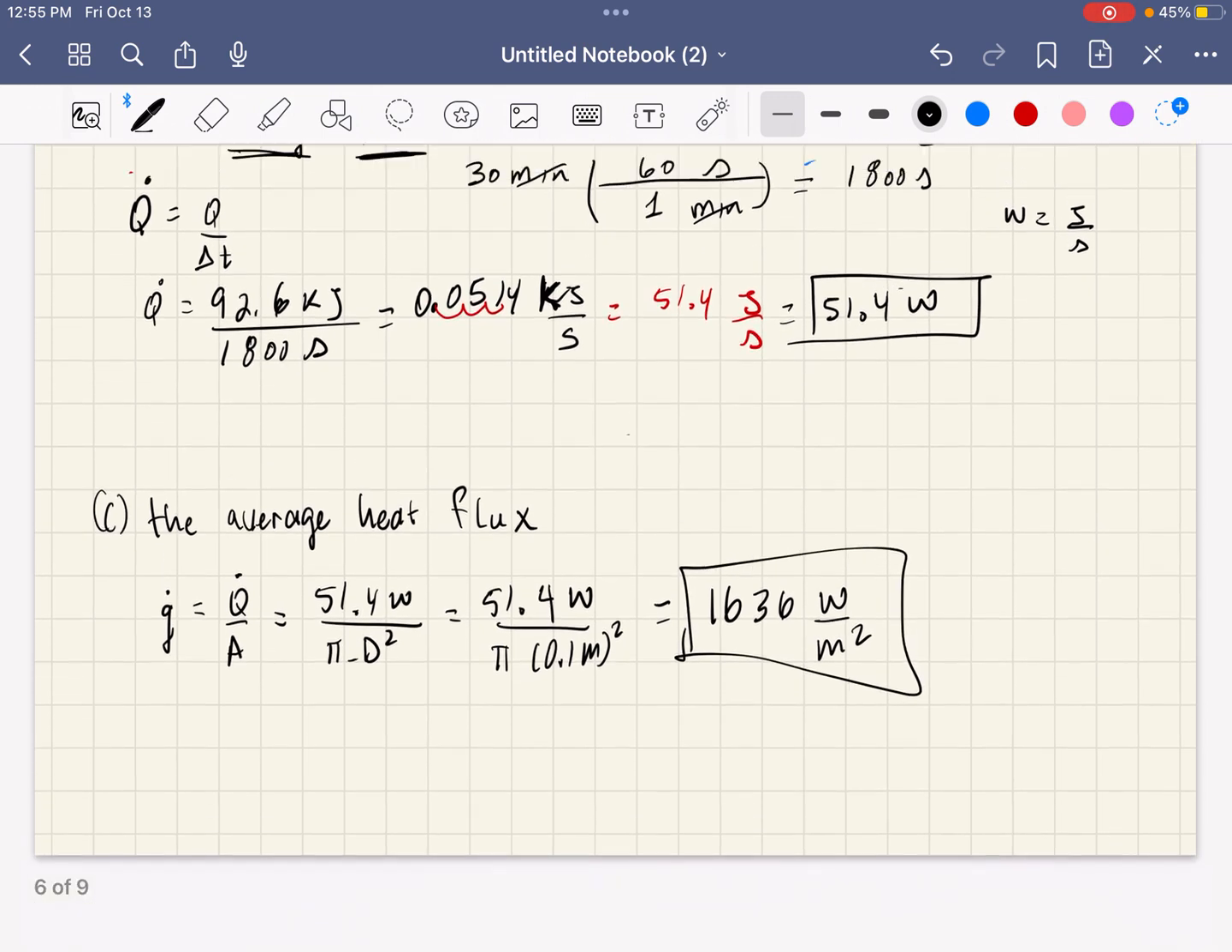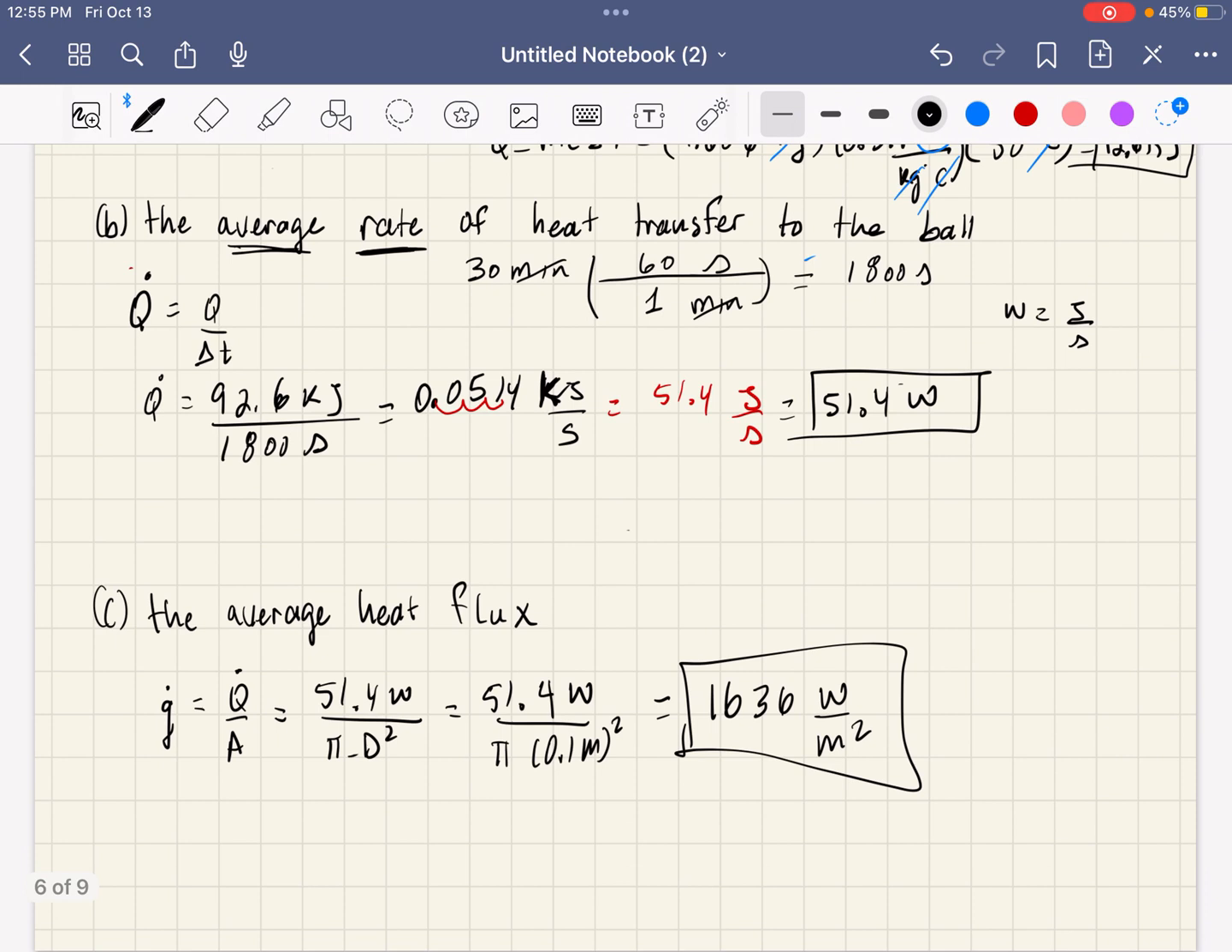Okay, again, the formulas that we used were energy transfer, which is mc delta T, and then the rate of energy being transferred, which is q dot equals Q over delta t, and then the heat flux, which in this case is just the rate of energy being transferred divided by the area. Okay, I hope that helps.